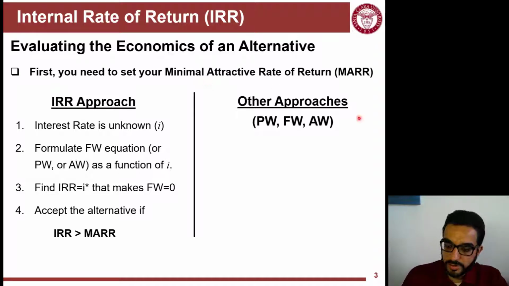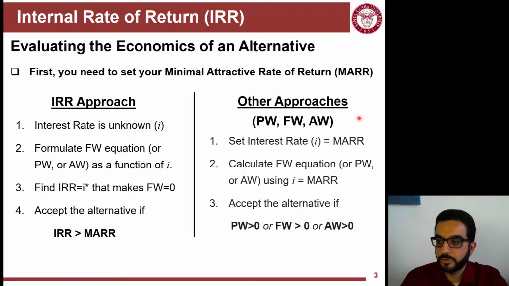For the other side, present worth, future worth, and annual worth, you set I to be equal to MARR, you go through the interest calculations, and you end up with a value that doesn't really have a meaning by itself. Like we discussed before, the sign of this value is the meaning. If it's positive, whether present, future, or annual, good news, you're getting more than what you're asking for. If it's negative, bad news for you, because your MARR is high and you're getting something less than your MARR. So you can see the difference.